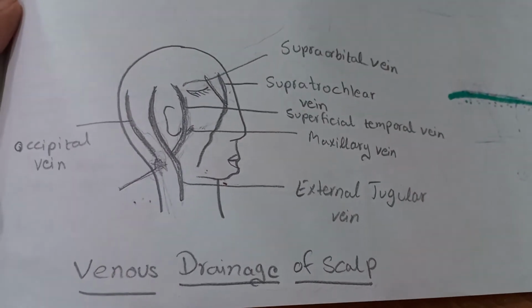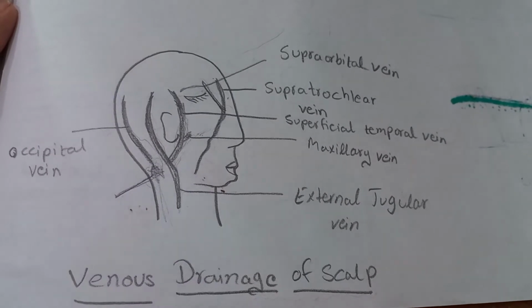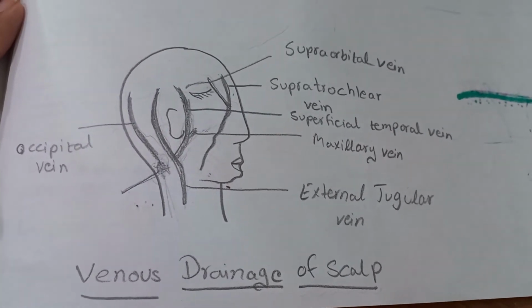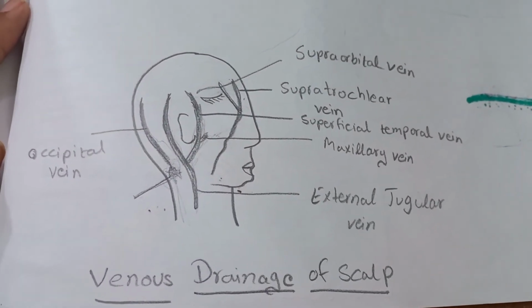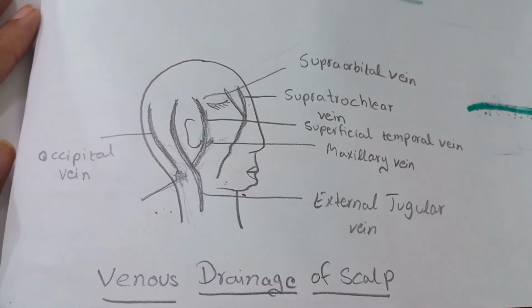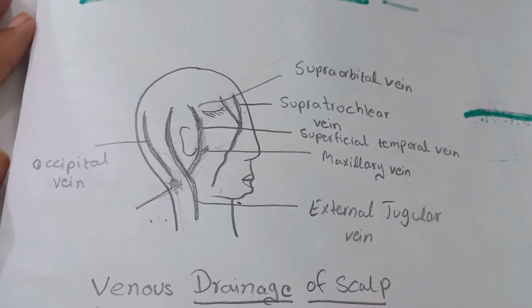The veins of the scalp anastomose with one another and are also connected to the diploic veins and intracranial venous sinuses by the emissary veins. So these veins freely anastomose with one another and are also connected to the diploic veins and intracranial venous sinuses by the emissary veins.